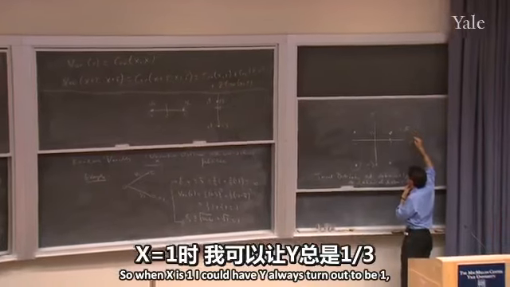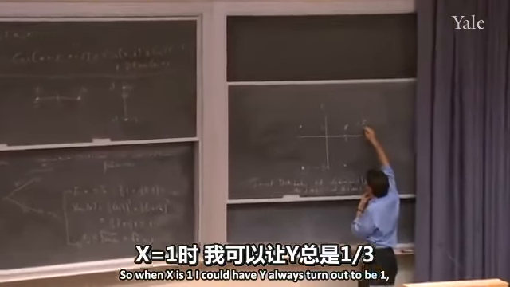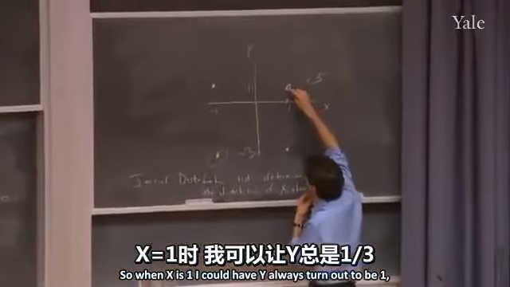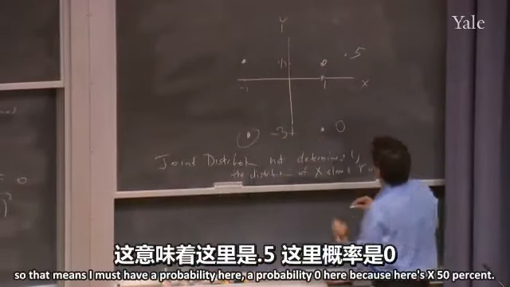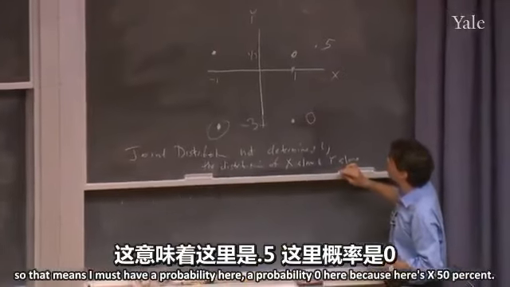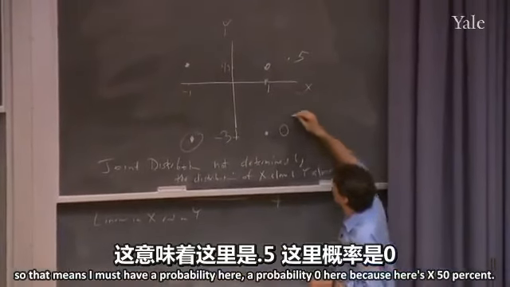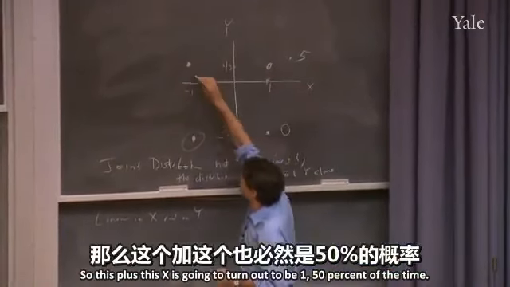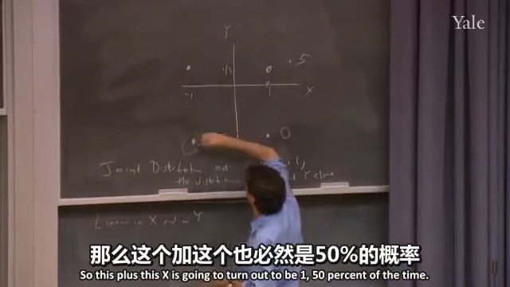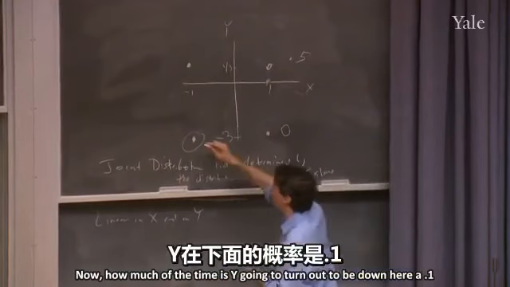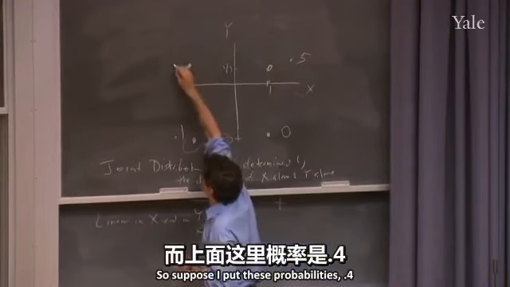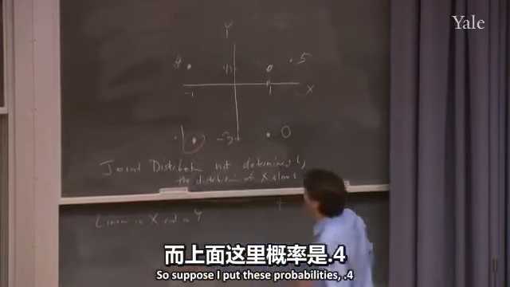50% of the time, x. Okay, so when x is 1, I could have y always turn out to be 1. So that means I must have a probability here of x, of probability 0 here, because here's x 50%. So this plus this, x is going to turn out to be 1 50% of the time. Now, how much of the time is y going to turn out to be down here? 0.1. So suppose I put these probabilities, 0.4.